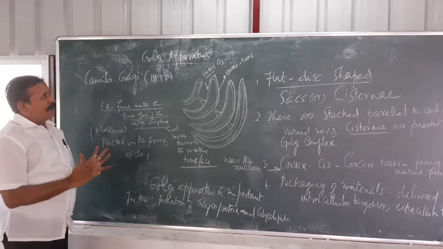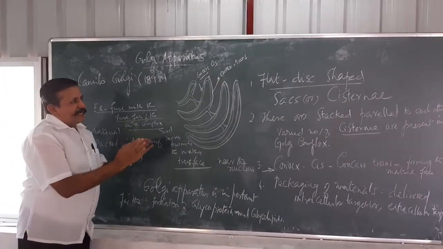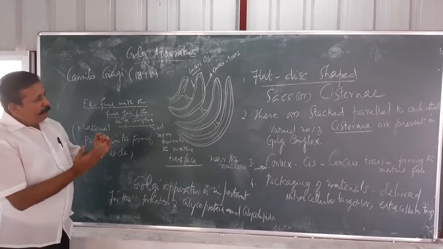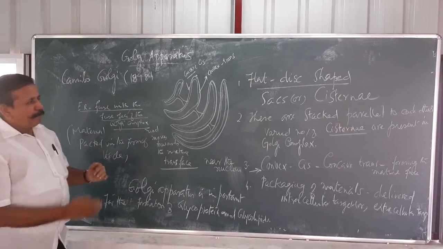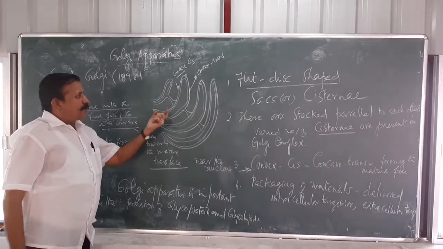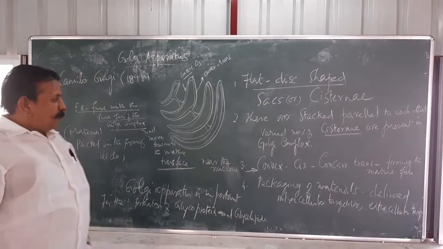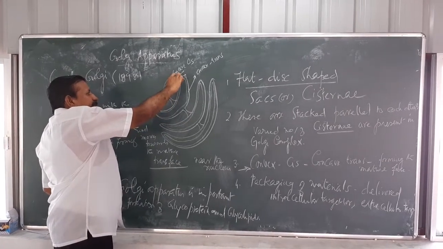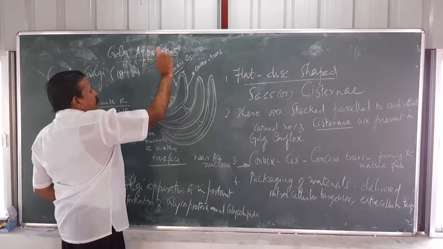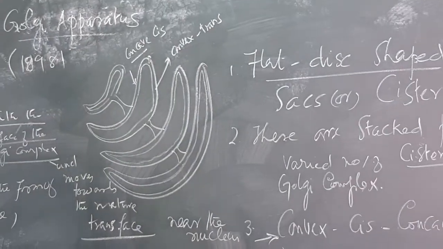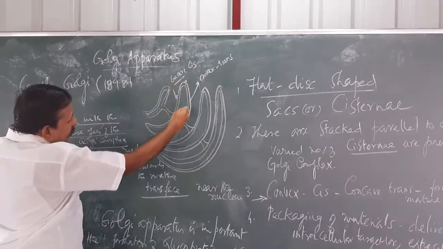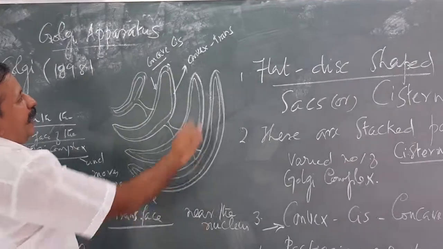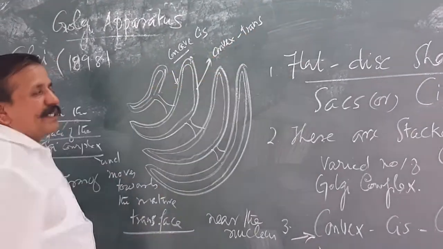So what is the important structure of a Golgi complex? These are all flat disc shaped sacs or cisternae, one by one stacked parallel to each other, and a varied number of cisternae are present. Now we can see there is a furrow. Such an area is called the concave cis. And there is a bulge in the opposite direction. There are bulged sacs, hence we can say it is the convex trans.